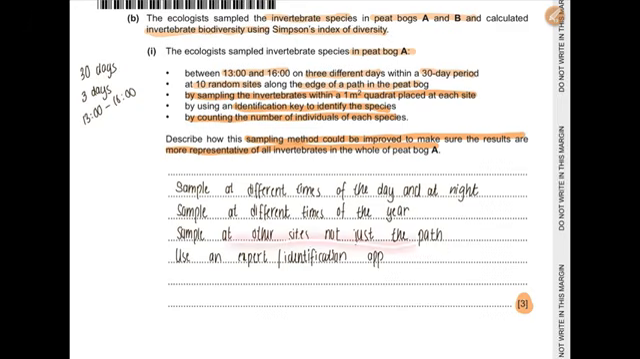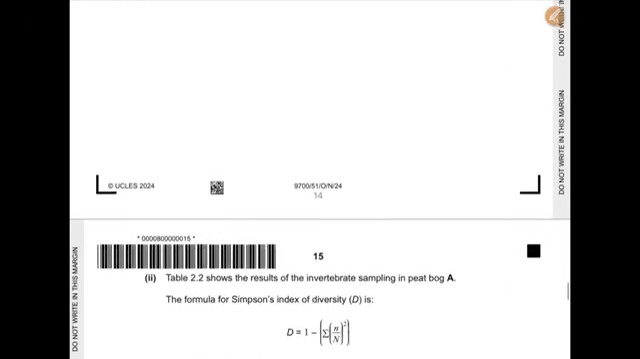And then sample at other sites, not just the path. You should not just sample along the path. Make sure that you're sampling in the entire peat bog at different sites, so you can actually make sure that the results are more representative of all the invertebrates. Some invertebrates might be more abundant in the center of the peat bog, for example. And then use an expert or identification app instead of just using this identification key to make sure that you are accurately identifying the species. You only need 3 points. You can choose any 3 of these.